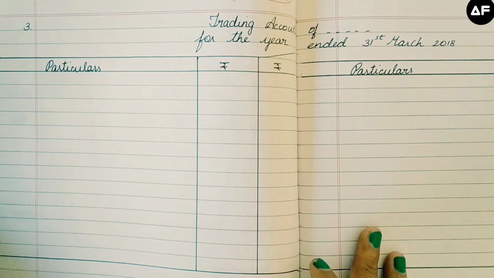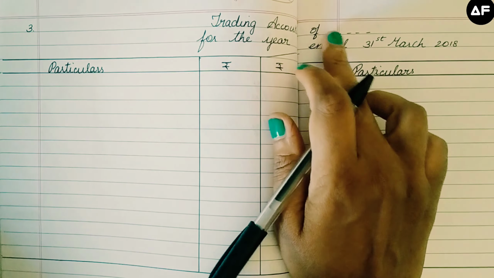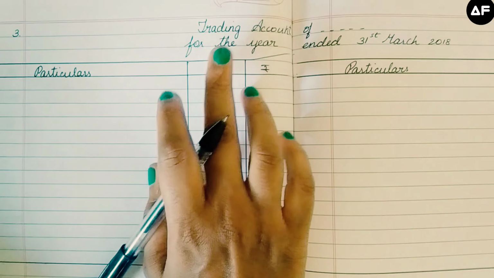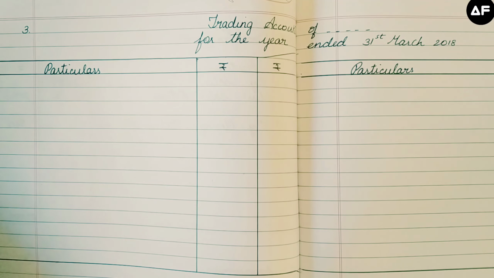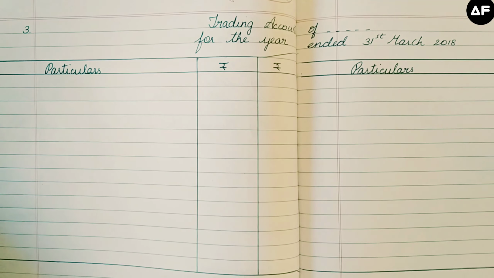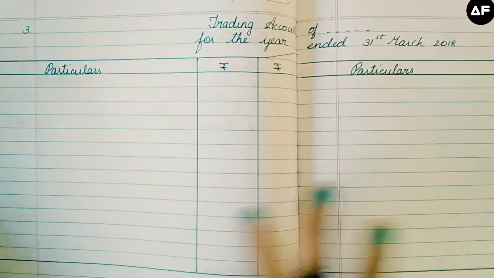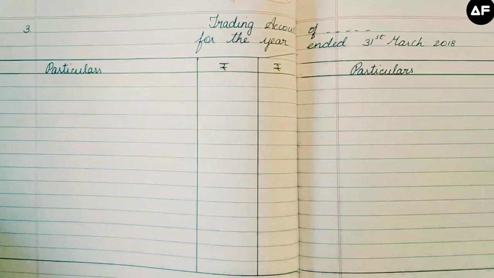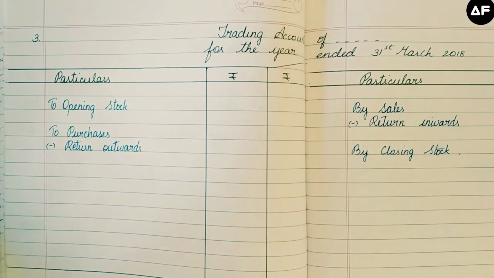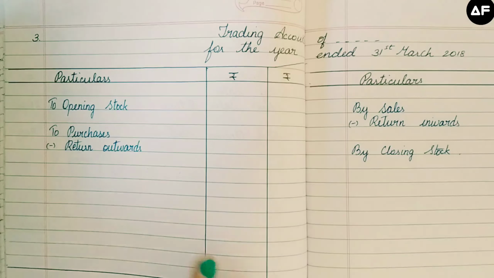Here I've written out the format of the trading account. The name is not given, so I give it out in dots, for the year ended 31st March 2018. First I'm going to start off by writing the 4 basic items, that is 2 on the debit and 2 on the credit. So the 4 items relating to the debit and credit side of the trading account are being written down.